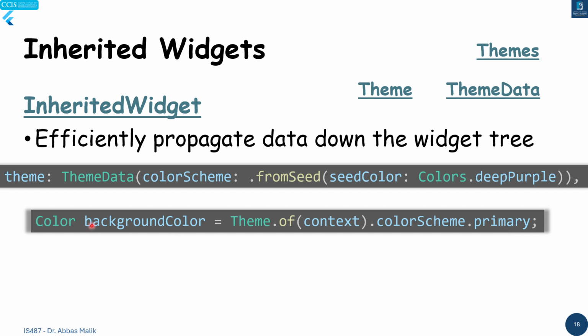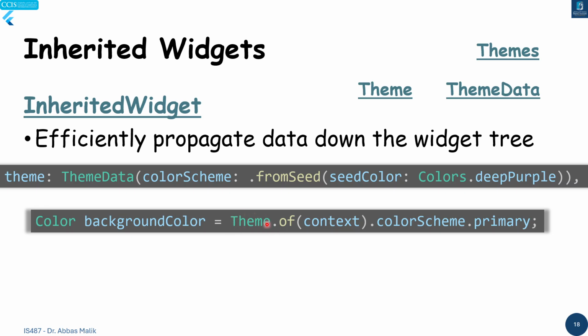So actually what we are doing is changing the background color in a specific widget. Rather than specifying the color directly, we are trying to access the theme of our application, then access the color scheme, and then use the color scheme's primary color here. But we need to understand what is happening here.